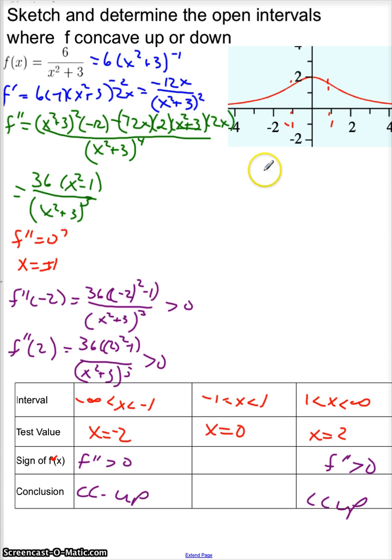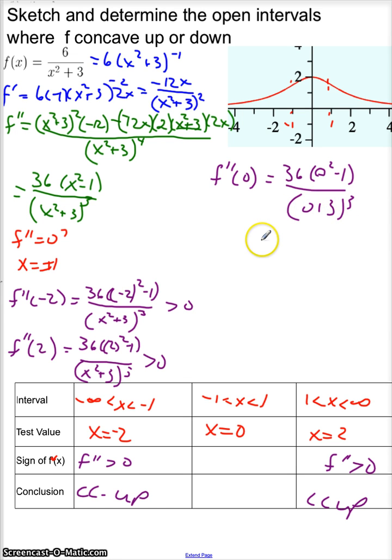Now let's look at this one right here. Let's look at f double prime of 0. That'll be 36 times 0 squared minus 1 divided by 0 plus 3 cubed. All right, and this is going to be, let's see, negative. So here f double prime is negative, so this is concave down.